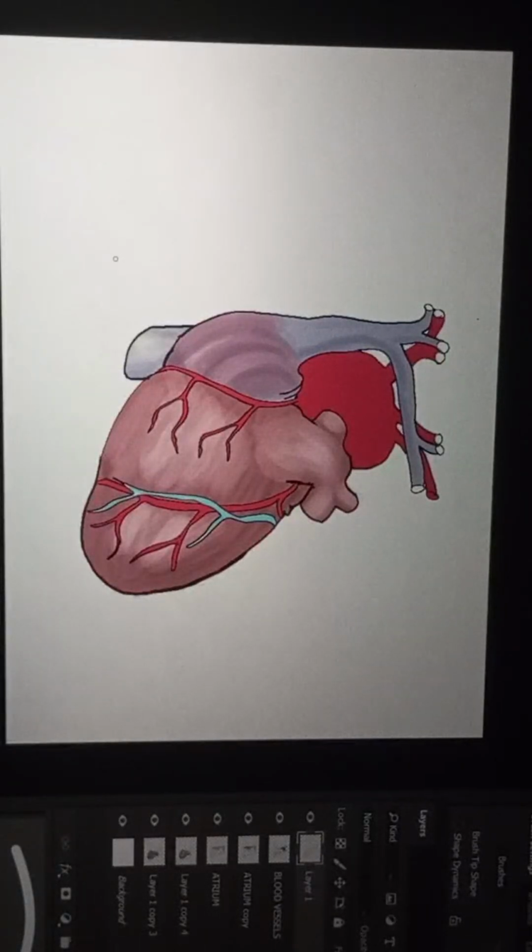Again, if I'm to explain this, the heart is divided into four parts, as we know. The parts are ventricles, we have two of them, and atria, we have two atria, left and right: left atrium and right atrium. Then we have ventricles. The ventricles are the ones below, while the atria are above.